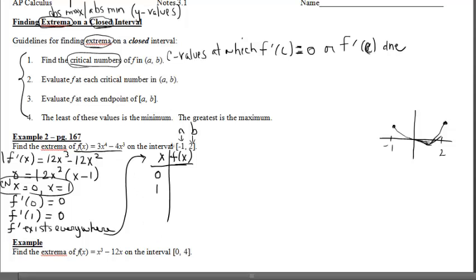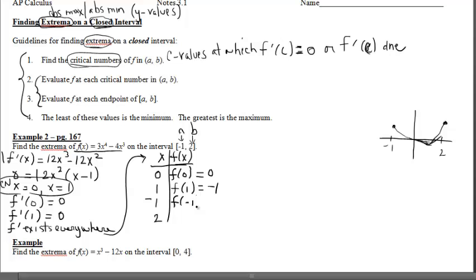The endpoints of my function are -1 and 2, the x values of my endpoints, because this is really step 2 and 3 together. Evaluate the function at each endpoint or each critical number. So what's f of 0? Go to the regular function, plug in 0, get 0. Go to the regular function, plug 1 in, get -1.